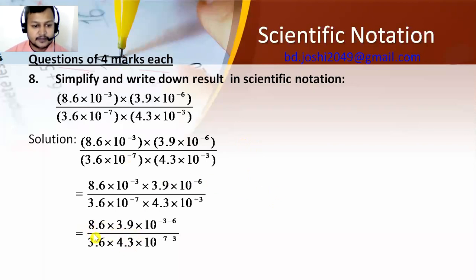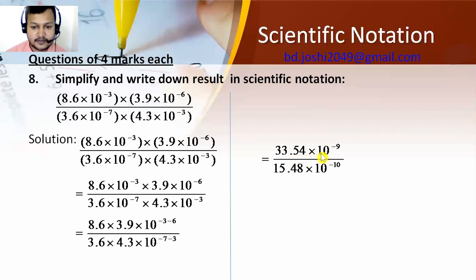Now 8.6 into 3.9, multiply these two. It is 33.54. And 3.6 into 4.3 is 15.48. Okay. In powers, -3 and -6 will be -9, and -3, -7 and -3 will be -10. So 33.54 into 10 to the power -9 and 15.48 into 10 to the power -10. Now divide this 33.54 by 15.48.